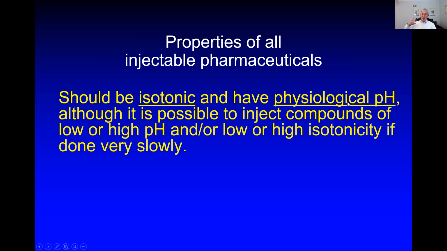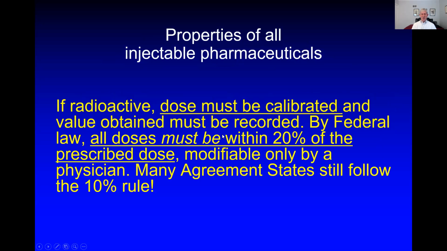It was not just pushed in like we tend to do with other drugs. And so you can deal with things that are not a physiological pH, like a value of 7.4, and are not isotonic, if you do it very, very slowly. That's not ideal, but sometimes we have no choice.